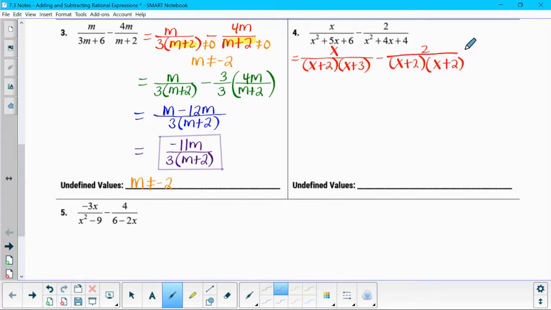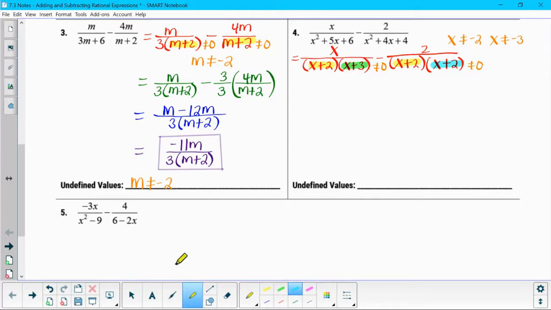Now, I need to create a common denominator, but before I do that, let's go ahead and write our undefined values. x cannot equal negative 2, x cannot equal negative 3. Remember, you do not have to write multiples of these in your final answer. Now to determine what I need to have a common denominator. Well, both of them currently have an x plus 2, and it looks like my first denominator has an x plus 3, and my second denominator has an x plus 2, another one. So both of them need something.